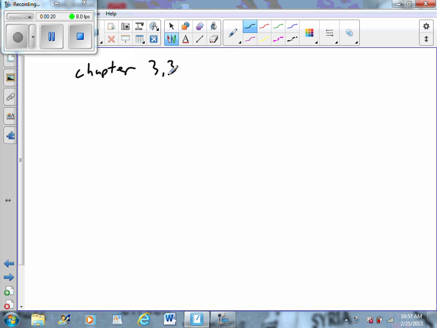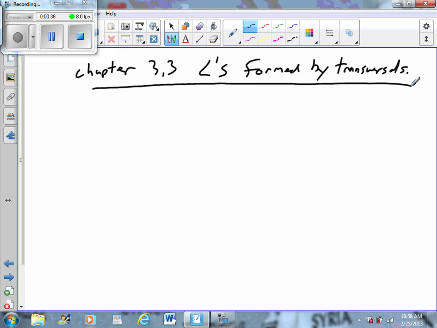Chapter 3.3, angles formed by transversals. Okay? Now, what is a transversal? Can anybody tell me what is a transversal? I'm on page 121 in your textbook. Right there. What would be a definition? Read it off the page. A line that intersects two or more coplanar lines at different points. Okay?